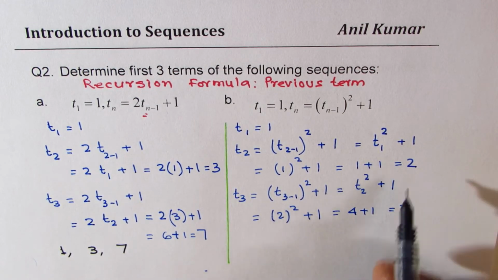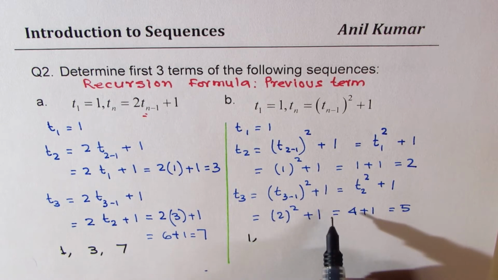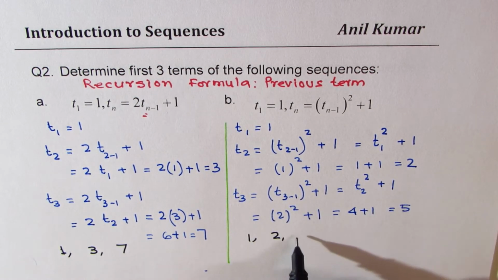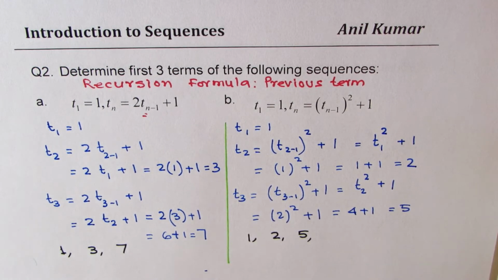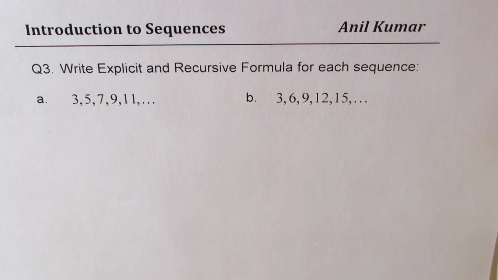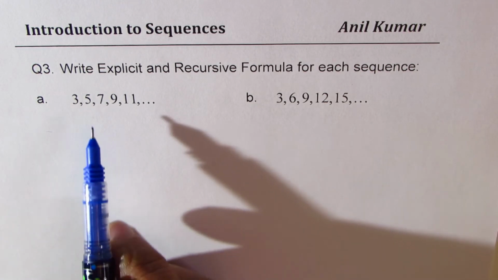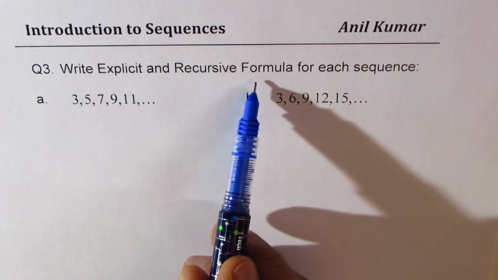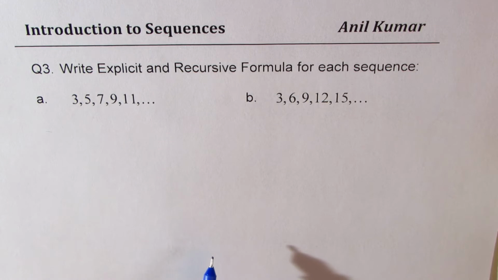So the sequence which we get is 1 and then we get 2 and then we get 5. So these are the three terms as per the recursion formula given to us, right? Now let's take more examples. Here is question number 3. Write explicit and recursive formula for each sequence.